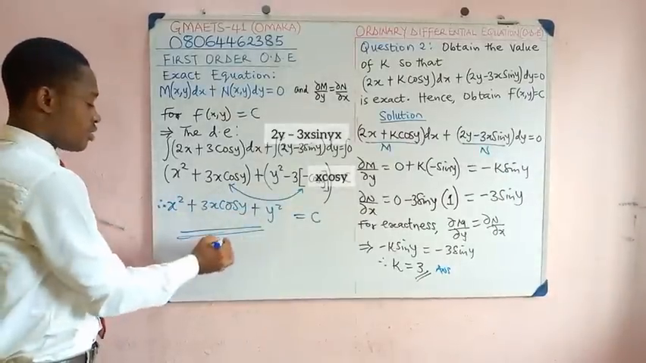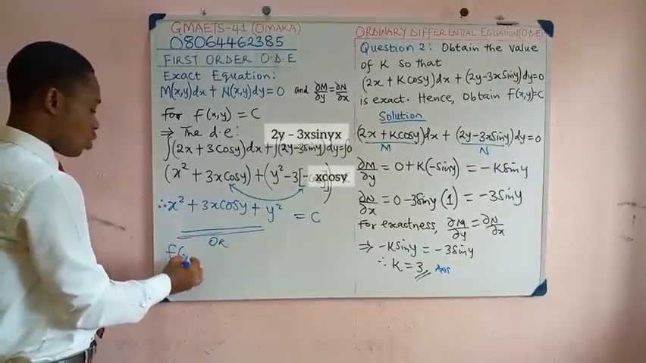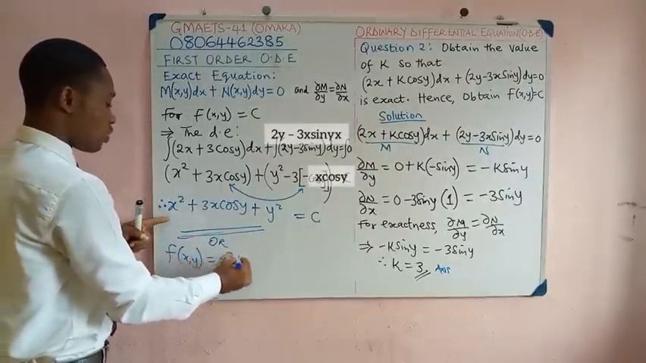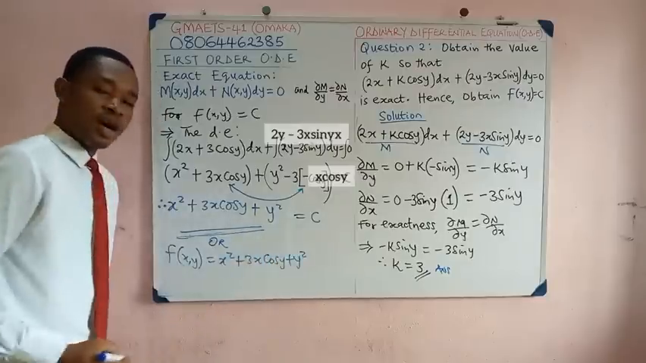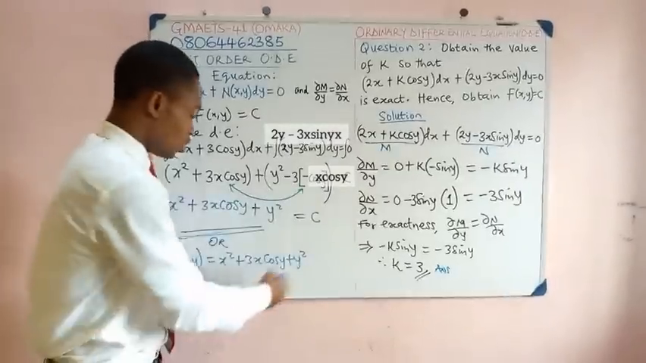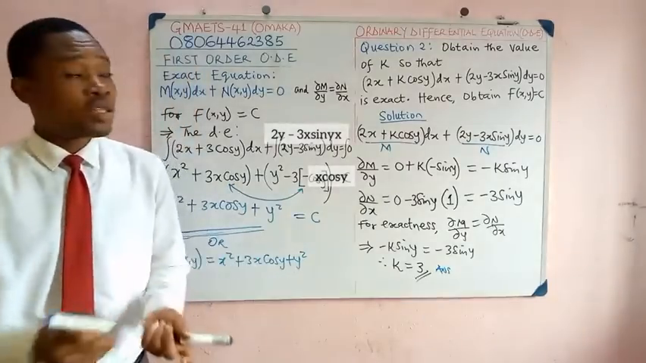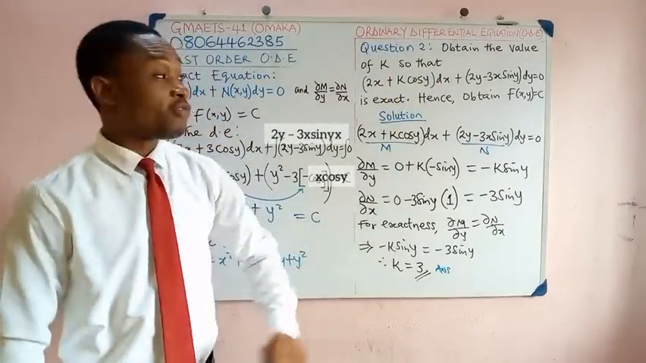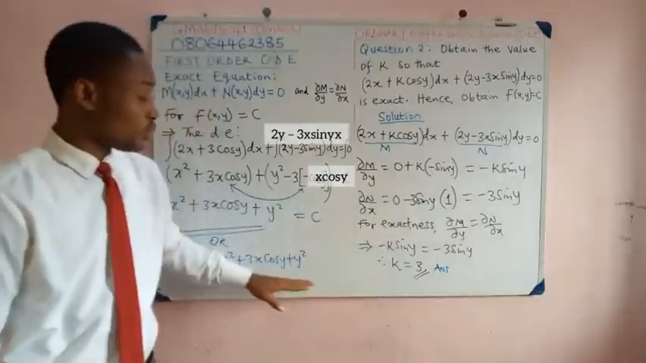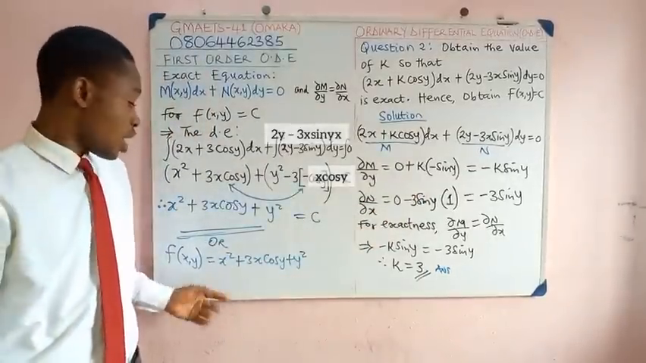And so I can still rewrite it that, okay, f of x comma y is equal to x squared plus 3x cos y plus y squared. Does that make sense? That's the solution. And if you like, it's equal to c. So we have obtained the value of k that makes this an exact equation, and we've succeeded to get that function, which is the solution, f of x comma y.